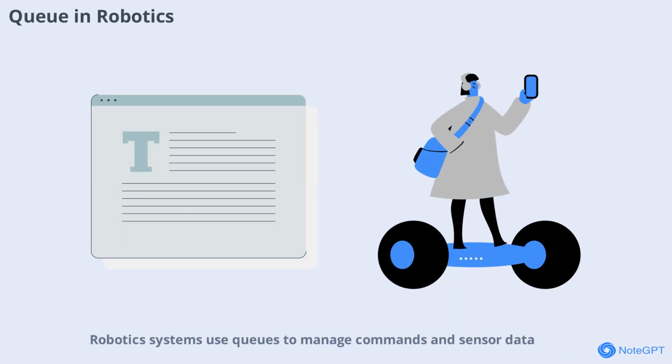Robotics systems use queues to manage commands and sensor data. By processing each command in order, robots can perform tasks reliably and respond to changes in their environment. Queues help ensure that no instruction is missed or executed out of sequence.